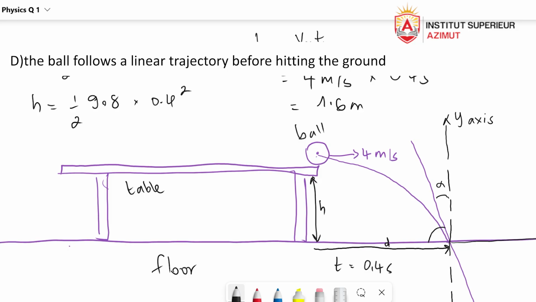Well, D, the ball follows a linear trajectory before hitting the ground. That is clearly wrong because of the x component of speed. So that's it. Let's look at the next question.